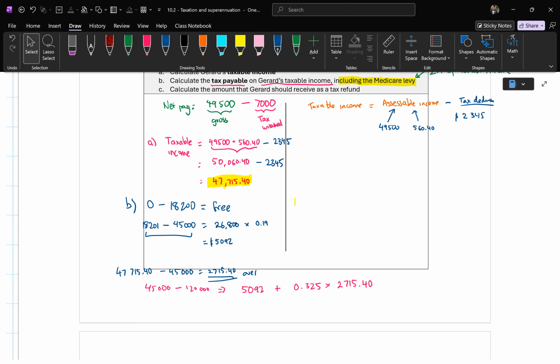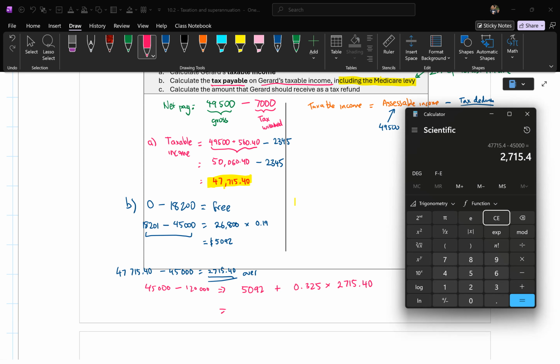So here they said 32.5 cents for every dollar over. So this is how much I have over plus 5,092. That's how much extra tax you pay in that bracket. Okay, so you're in the third bracket. So being in the third bracket, let's calculate it now. 0.325 times 2,715.4, and then plus that with 5,092.